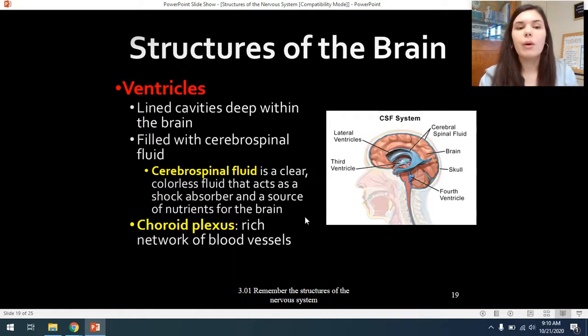Within the brain, you also have ventricles, just like you do in the circulatory system in the heart. Your ventricles are the lined cavities deep within the brain, and they are filled with cerebrospinal fluid. Cerebrospinal fluid is a clear, colorless fluid that acts as a shock absorber and a source of nutrients for the brain. Your choroid plexus is that rich network of blood vessels that are located within the brain itself.